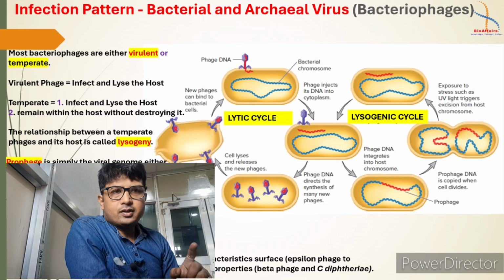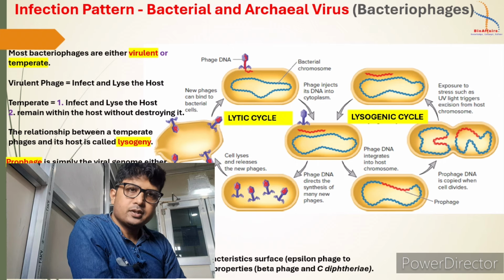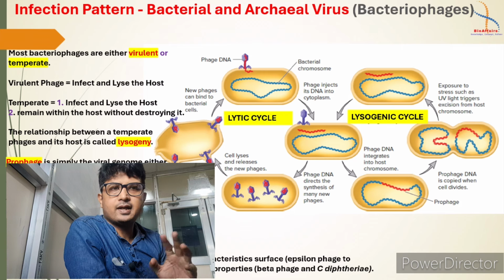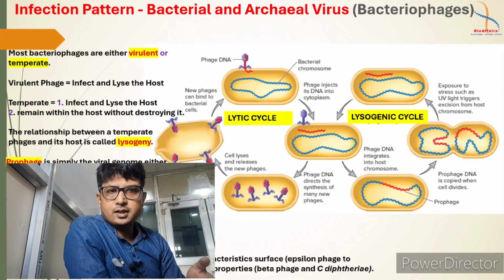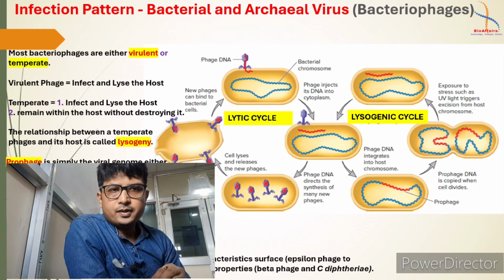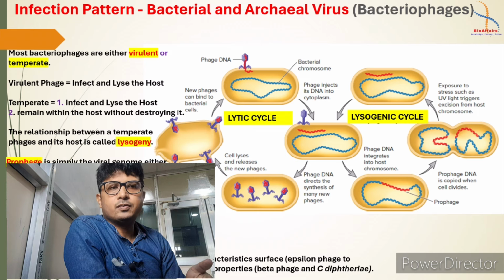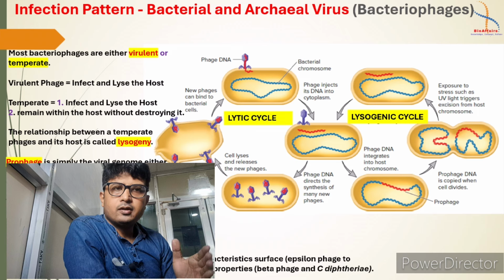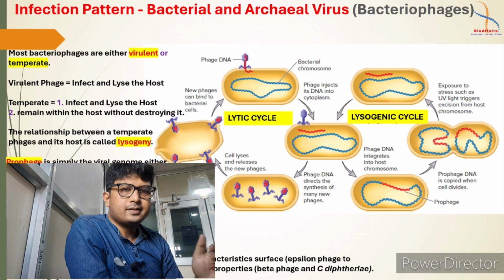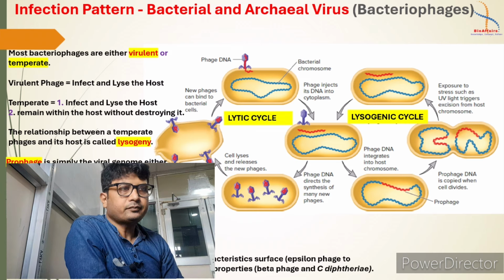So the virulent bacteriophages have only one option: infect and lyse. But in the case of temperate phages, they have two options. They can remain silent within the bacteria, integrated into their genome and replicating with the genome cycle by cycle, and then at some point in the life stage, with some induction or environmental trigger, they will go to the lysis stage. So that is a temperate phage.